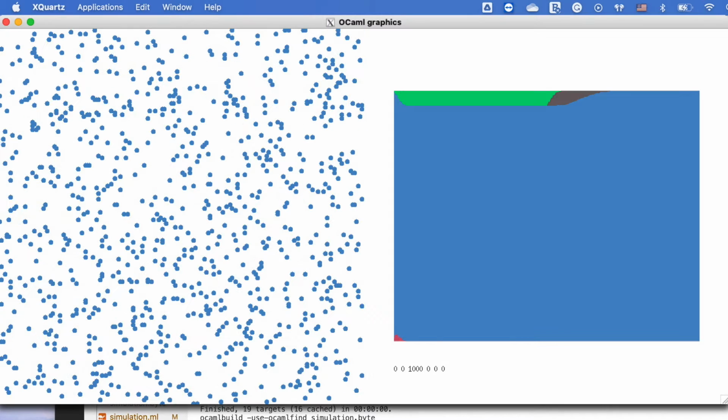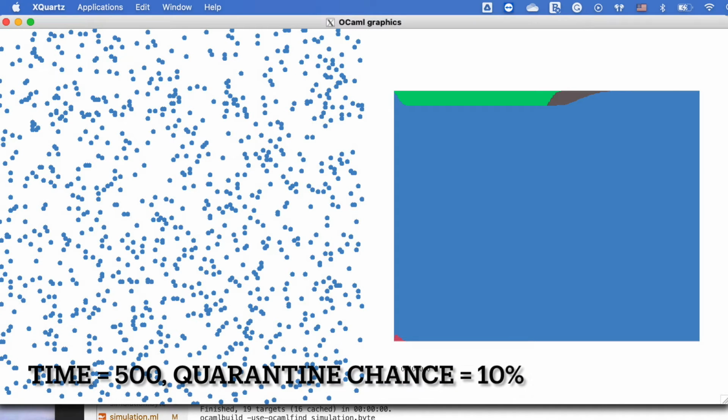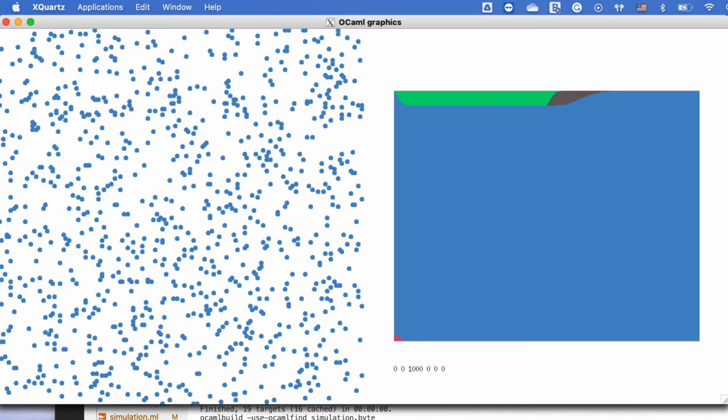And then I checked another case such that the time equals 500 and the quarantine chance equals 10%, just because as we increase the quarantine chance, we already saw that the graphs are the same across 5% and 10%. So that was just an extra case just to see how it would change.